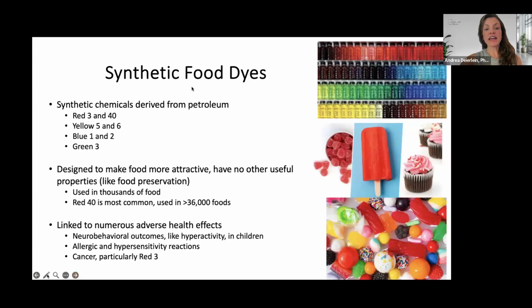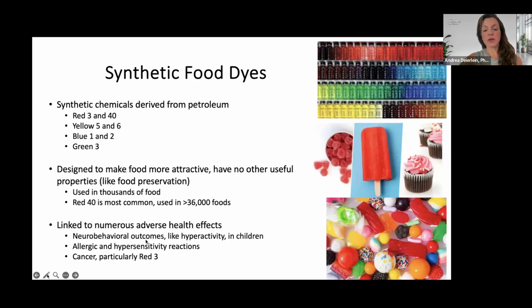As I mentioned, the other synthetic food dyes are the ones that we think about in terms of red, yellow, blue, green. These have all been, hopefully will be removed from our food supply within the next year. And so these were just made to make foods more attractive. There is no other property that these food dyes have besides improving the look of our foods. And so these are used in thousands of foods. Red 40 has been the most common.